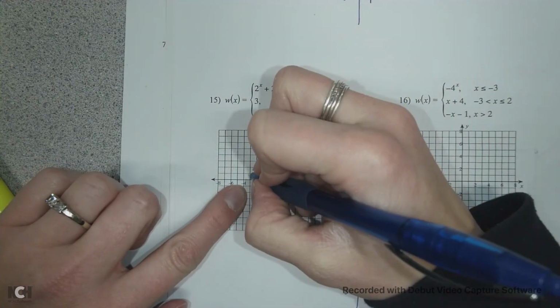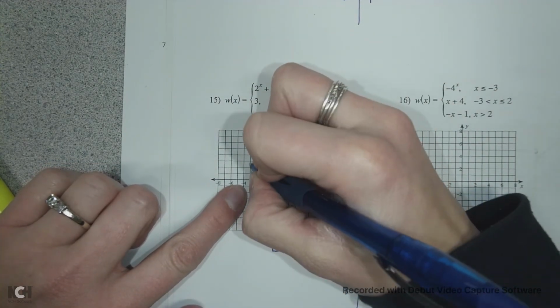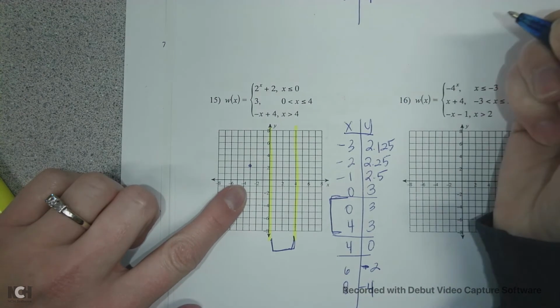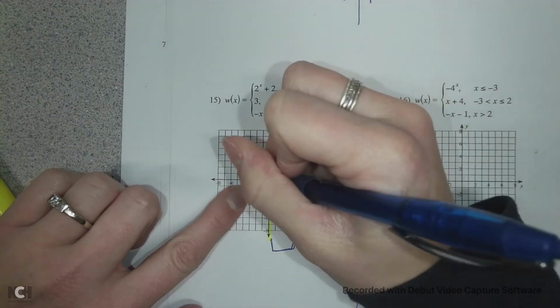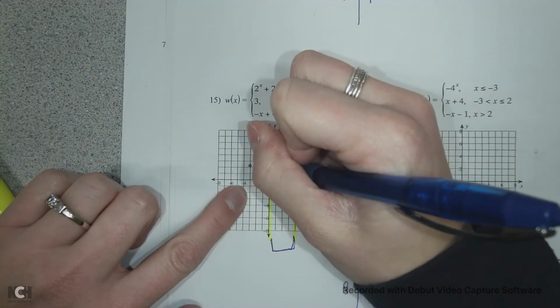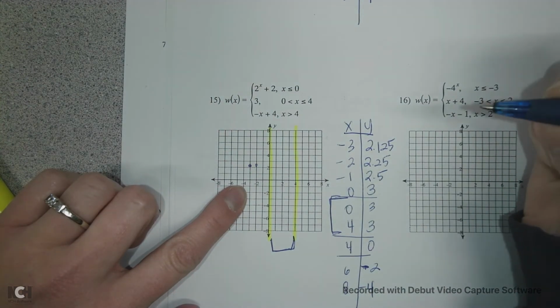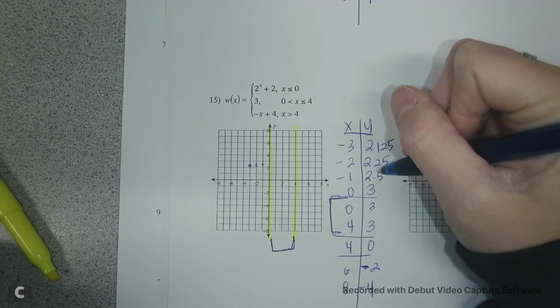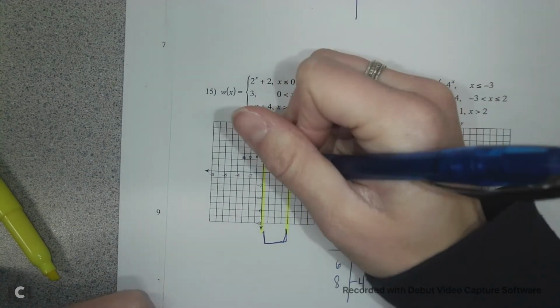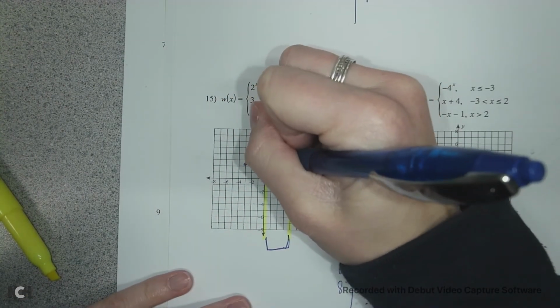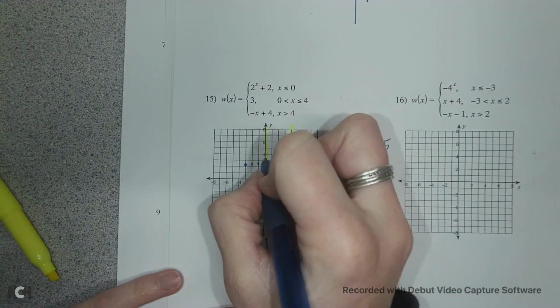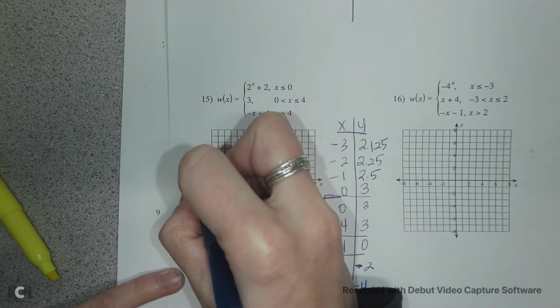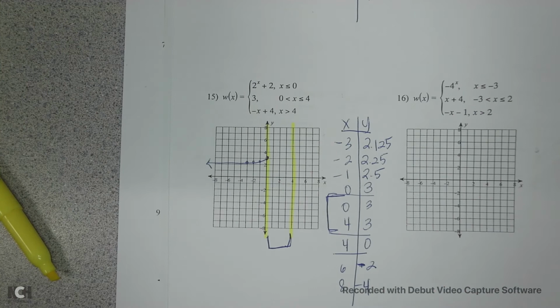2.125, 1, 2, a little bit above. Negative 2 and 2.25, a little bit higher. Negative 1, 2.5. And then this guy needs to be a closed dot at 0, 3. So this is the asymptote, like that, straight across.